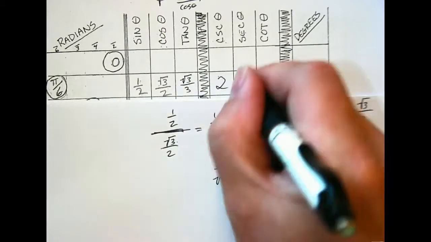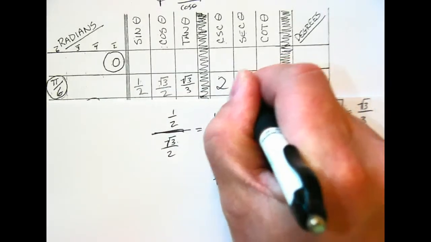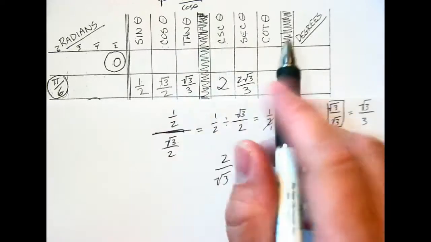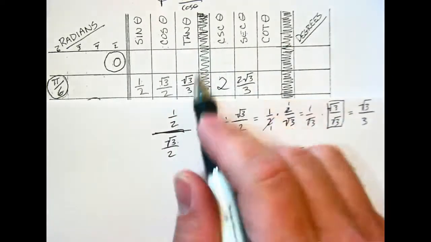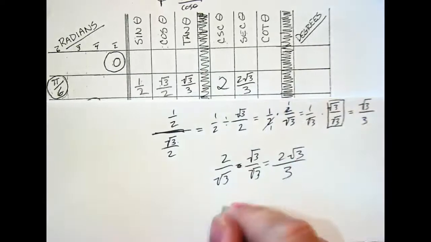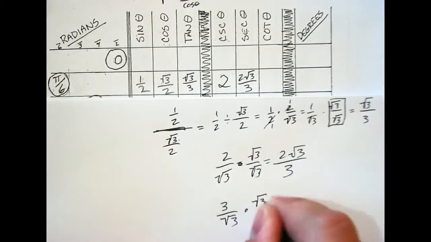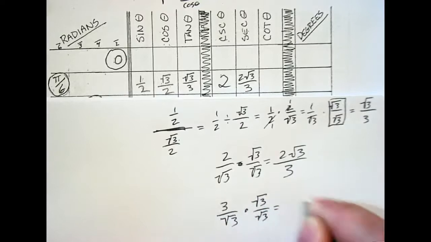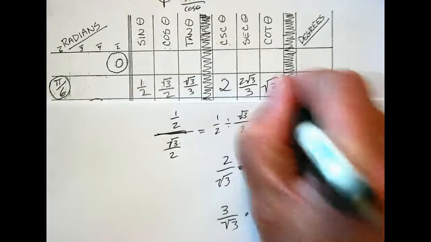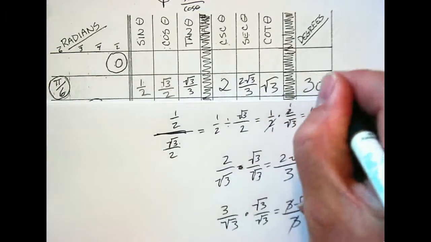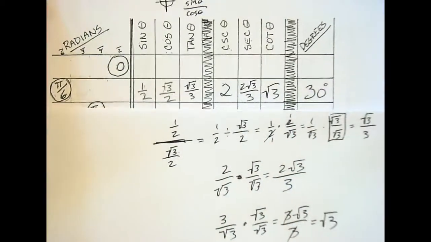Whoa, no, I lied. Yeah, wait, that's the value. Oh, and then we have to put cosecant. Reciprocal of tangent is 3 over root 3, right? So we multiply by root 3 over root 3 again. That's special number 1, which gives us 3 root 3 over 3, which is root 3. And the degree measure of pi over 6 is 30 degrees. That's what you're doing in this table for every one.